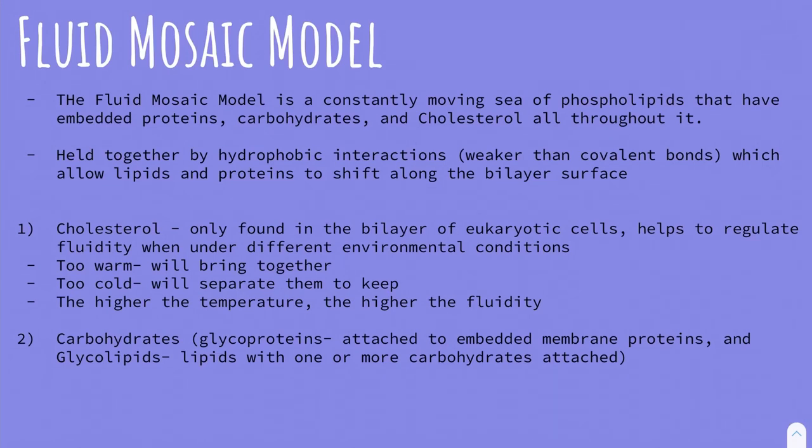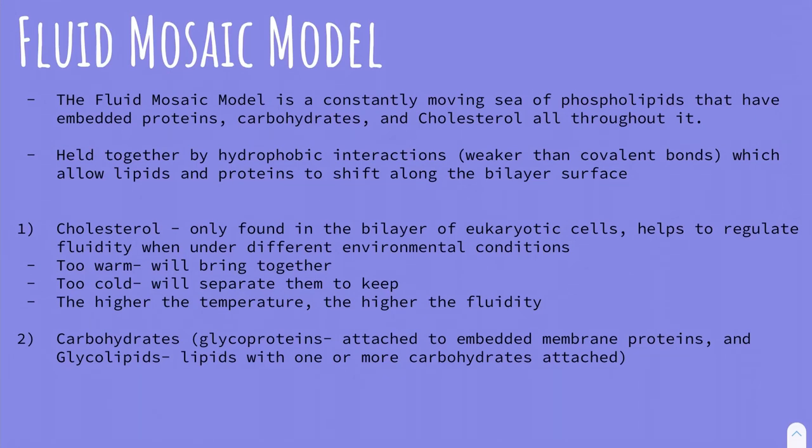Cholesterol is unbelievably important in this, and is only found in the bilayer of eukaryotic cells, which helps to regulate fluidity under different environmental conditions. When it's in a too warm environment, it will actually bring the phospholipids together, but when it's in a too cold environment, it'll try and separate them. This is because in a colder environment, the phospholipids will try and stick together and not move, which is exactly the opposite of what they should be doing. So in order to make sure that they continue to move, it has to break them up.